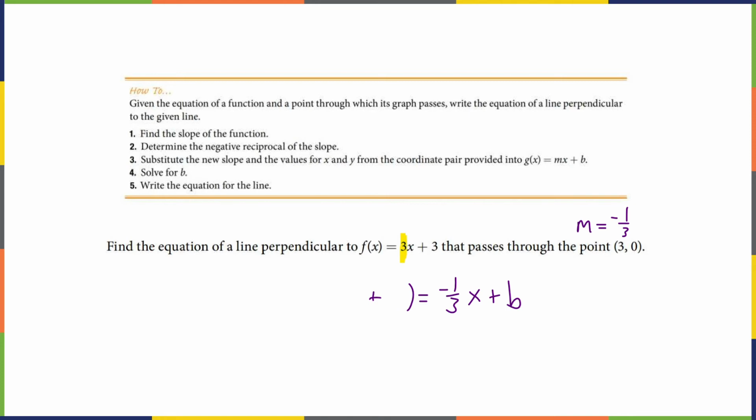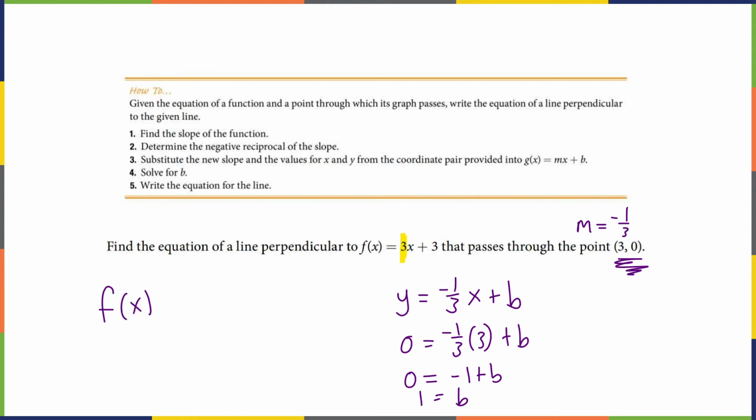And if you want to write this as y equals, because that's easier for you to visualize, that is fine. So I know x equals 3 and y equals 0. So I could have 0 equals -1/3 times 3 plus b. So 0 equals -1 plus b. I add 1 to both sides, and I get that b equals 1. This tells me that my function is -1/3 x plus 1, because all I've done now is I've substituted in the 1 I just found for b into the b spot.